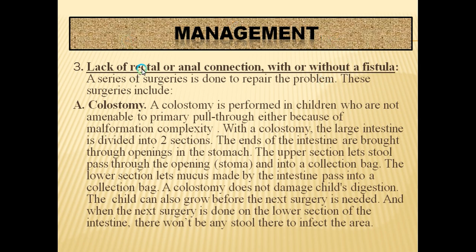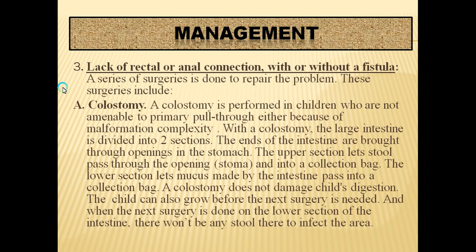So if the rectum and anus do not have any anal connection, this may be with a fistula or maybe without a fistula. In the previous class, I had already shown you the diagram of these two aspects, with or without fistula. Depending on the type of problem, we may have different types of surgery. First is colostomy. If you remember my class on Hirschsprung's disease, we had discussed colostomy. The same colostomy is done here also. I will be showing a photograph of the colostomy procedure in the next slide.